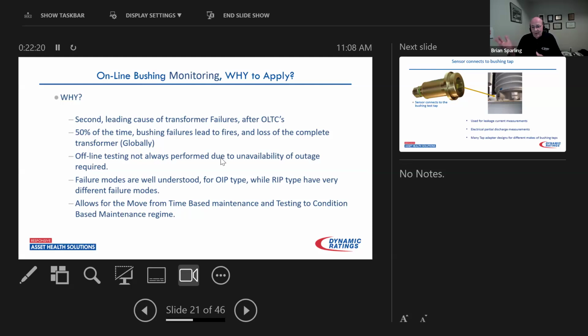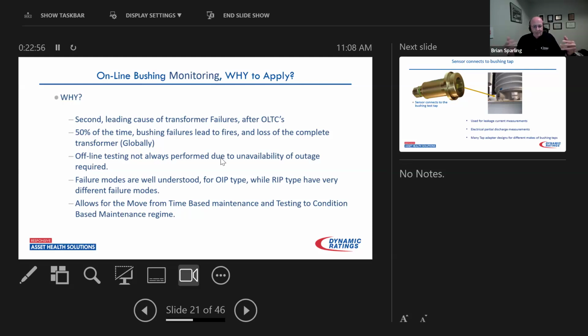Offline testing, as Drew was mentioning, I've heard people say, yes, we do it once every 3 years, maybe 5 years, maybe 8 years, or whenever they can get somebody to take an outage to go and test these transformers. In other words, it's not always consistent doing the offline testing. But over time, the failure modes of these types of bushings are well understood for OIP, or the oil impregnated paper type, while RIP type bushings have a very different mode of failure, and I'll share that with you.